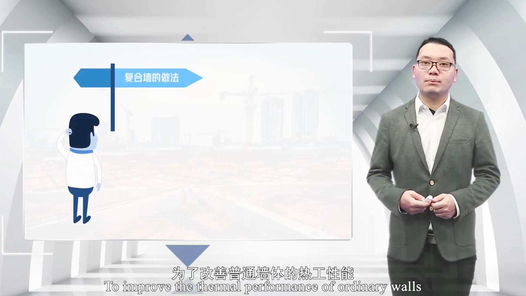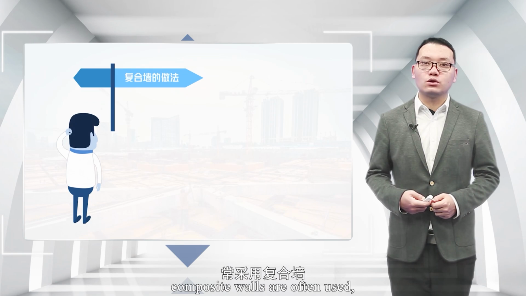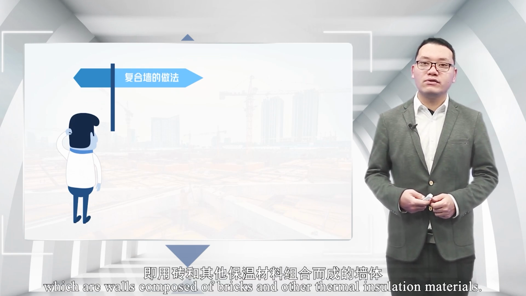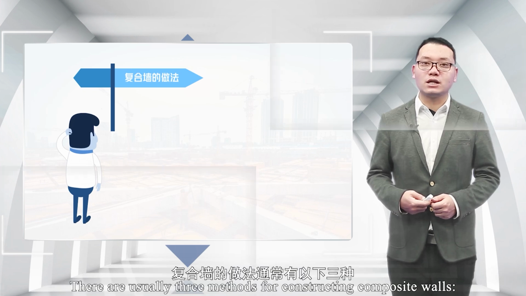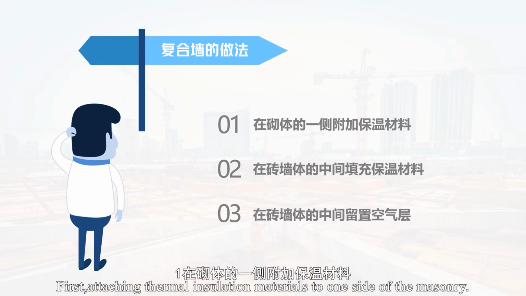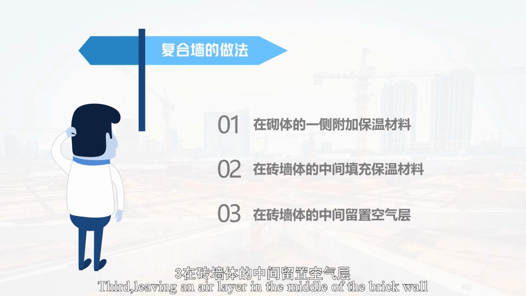To improve the thermal performance of ordinary walls, composite walls are often used, which are walls composed of bricks and other thermal insulation materials. There are usually 3 methods for constructing composite walls. First, attaching thermal insulation materials to one side of the masonry. Second, filling thermal insulation materials in the middle of the brick wall. Third, leaving an air layer in the middle of the brick wall.